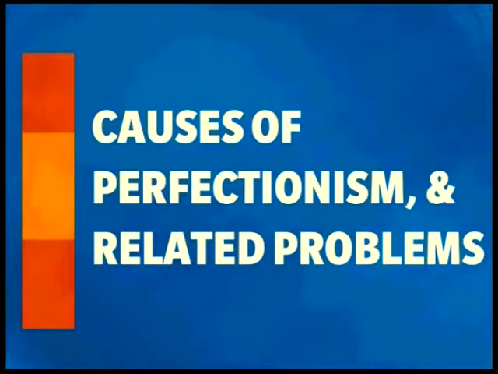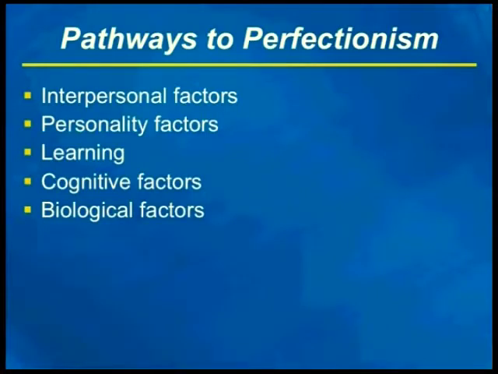Okay. I'd like to talk about causes of perfectionism and related problems. Some of these examples will be most relevant to some of the anxiety problems associated with perfectionism as well. So there are a few different pathways to developing perfectionism. Interpersonal factors or events have been found to contribute to perfectionism, or at least to be correlated with perfectionism. There may be personality factors that contribute to perfectionism. I'll talk about the role of learning and our experiences. I'll talk about the role of thinking, cognitive factors in perfectionism, and then finally the role of biology.